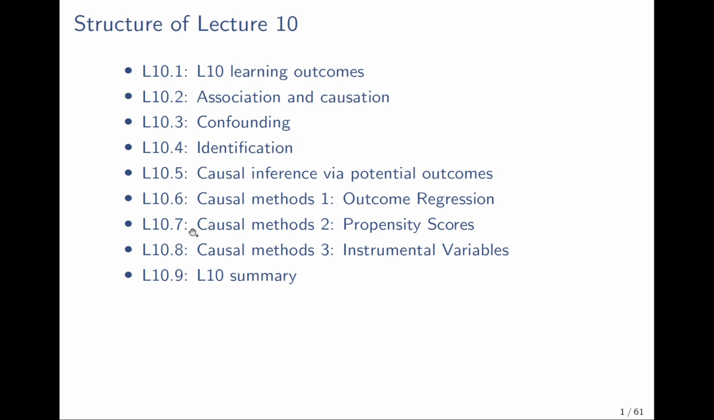Then parts 6, 7 and 8 will cover methods that can be used to derive causal estimates from statistical models, and we'll talk about outcome regression, propensity scores and instrumental variables. And then finally, I will summarise what we've learned.